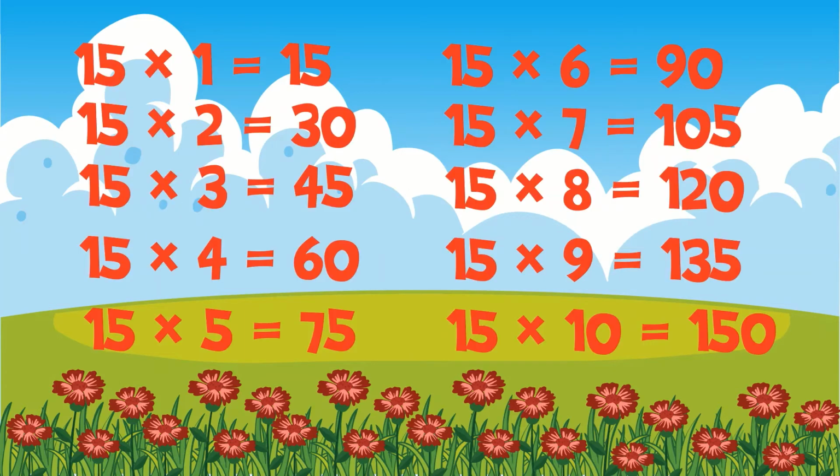Now kids, repeat after me. 15 ones are 15. 15 twos are 30. 15 threes are 45. 15 fours are 60. 15 fives are 75. 15 sixes are 90. 15 sevens are 105. 15 eights are 120. 15 nines are 135. 15 tens are 150.